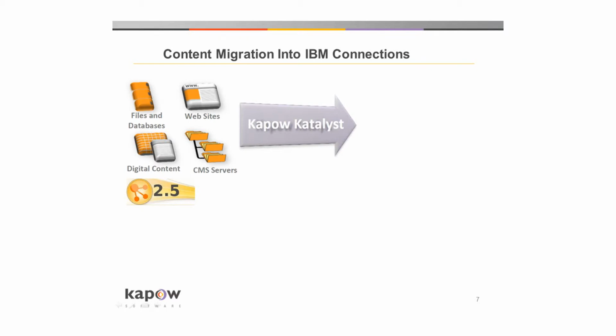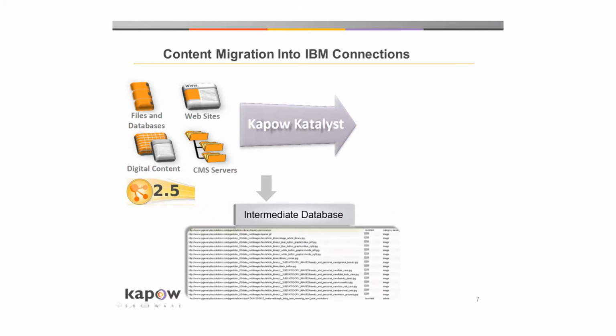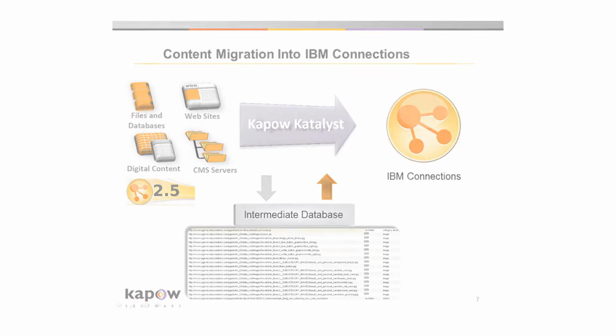In this video, I'll be demonstrating automating content migration into IBM Connections. As you can see, we can extract content from many different sources: directly from websites, file systems, database systems, other CMS systems, or older versions of Connections. Transformation rules are applied to the content and metadata. It's mapped into the intermediate database, and from there, it's loaded into the new Connections environment.